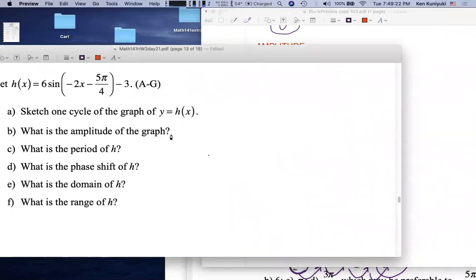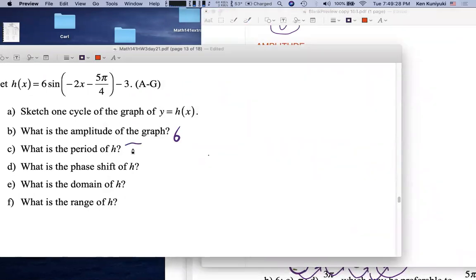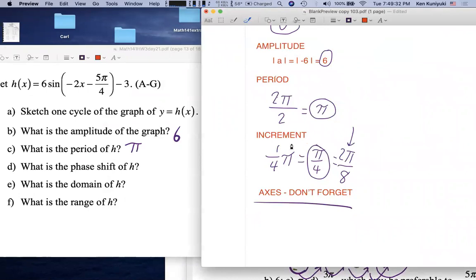The amplitude was 6. The period was pi. So yes, you use the period to answer my question. Now, I don't ask for the increment because that's not an official term, but really it's the increment that you keep adding to get the x coordinates for the vertical grid lines.